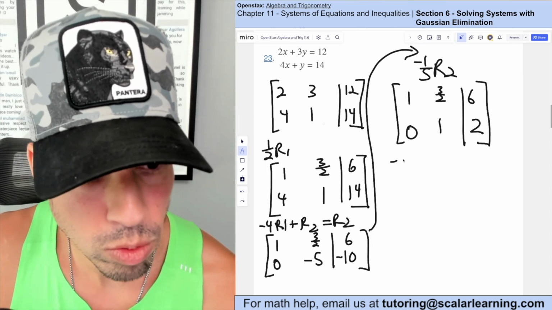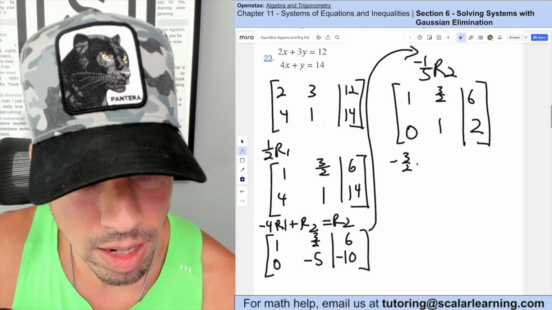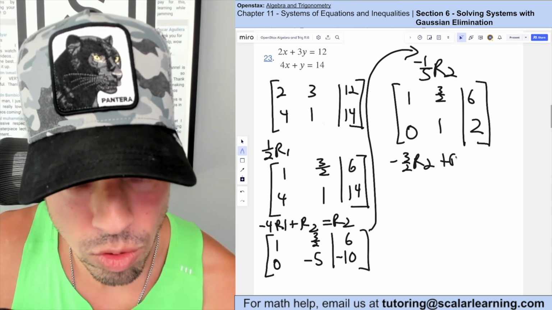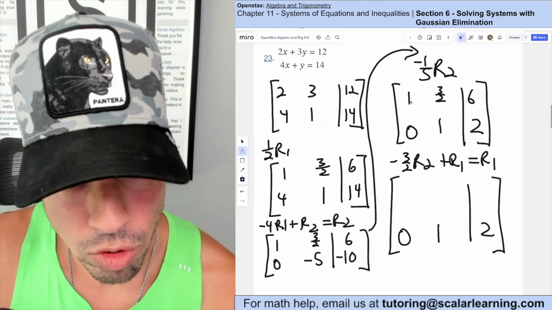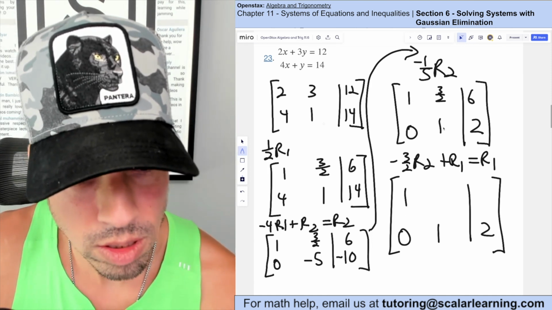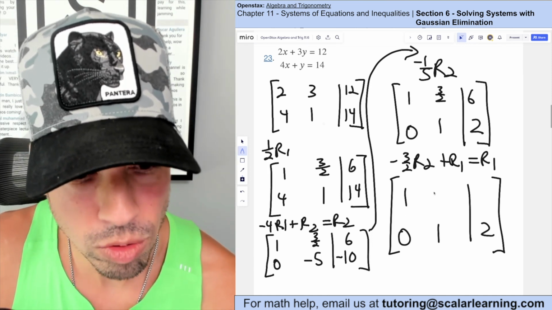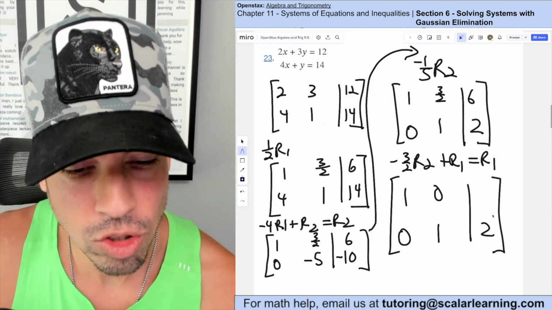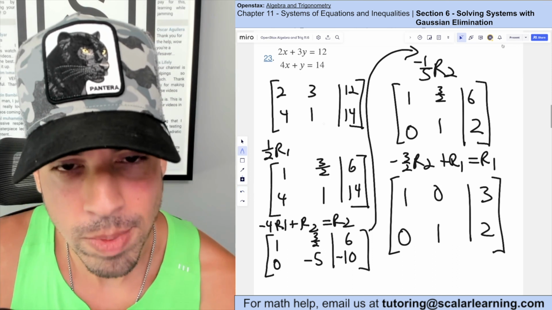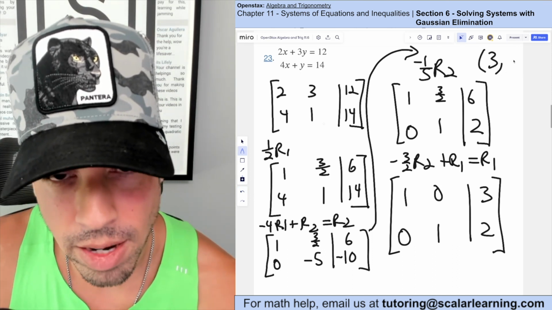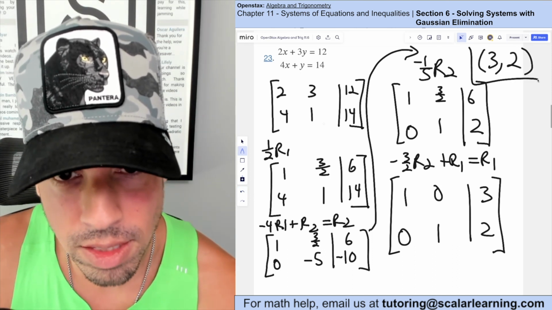So let's multiply row 2 by negative 3 halves, okay? And we're going to add it to row 1 to get a new row 1. Let's write it out. So negative 3 halves times 0 is 0, plus 1 is 1, times 1 is negative 3 halves, plus 3 halves is 0. And then times 2 is negative 3, plus 6 is positive 3. So there's my solution. It is 3 for x, 2 for y. That's how you do it.